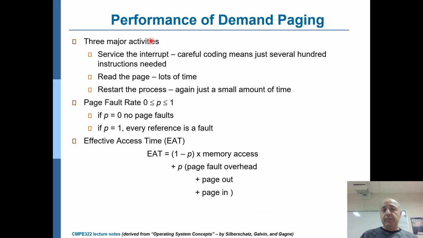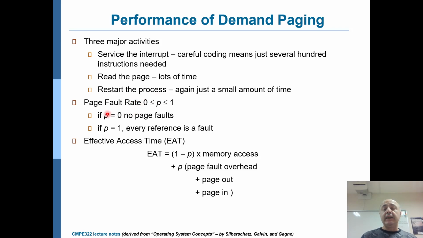There are three major activities here: servicing the interrupt, reading the page, and restarting the process. If you write this interrupt service routine carefully, it takes just several hundreds of instructions. Page reading takes a lot of time. You'd better have a fast disk used for swap. And you need to restart the process, so it's simple.